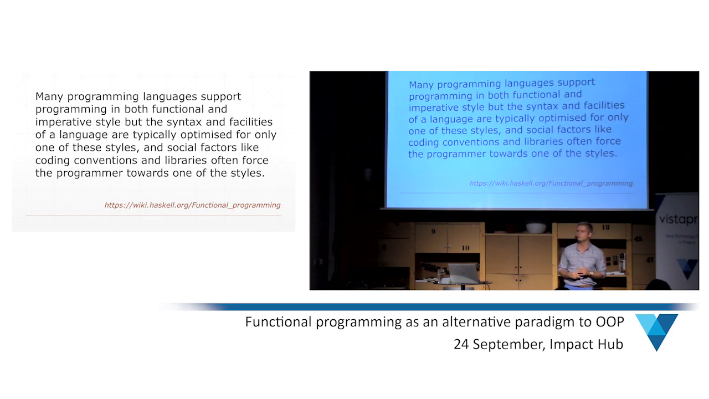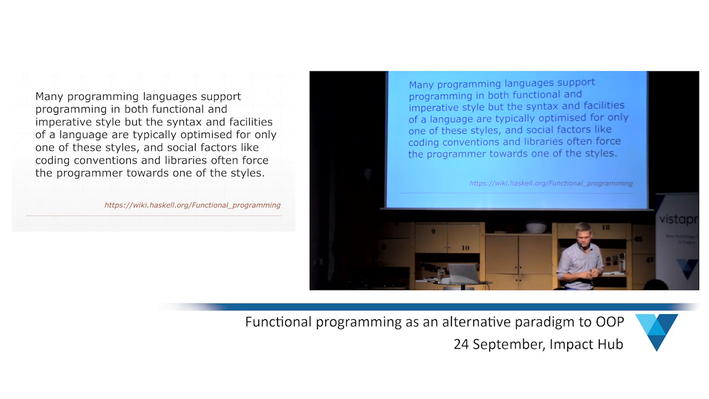Many programming languages support programming in both functional and imperative style, but the syntax and facilities of a language are typically optimized for only one of these styles. And social factors like coding convention and libraries often force the programmer towards one of the styles. That's a really important thing, because let's imagine C sharp or Java. You can work with them not in that object-oriented way which we're all used to. We can write it almost purely functionally, declaratively, with just static functions, static methods. That's possible. But that's not idiomatic. Almost no one does that, because the social factor is huge. A lot of libraries are written in a different way, and we're all used to that.